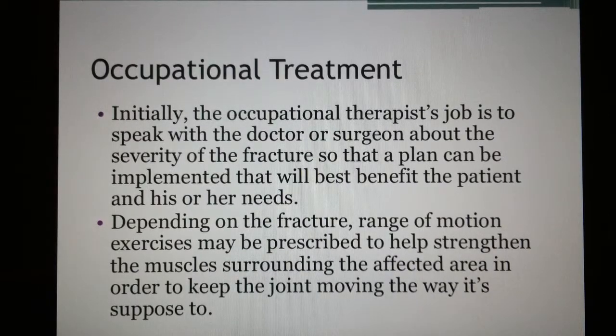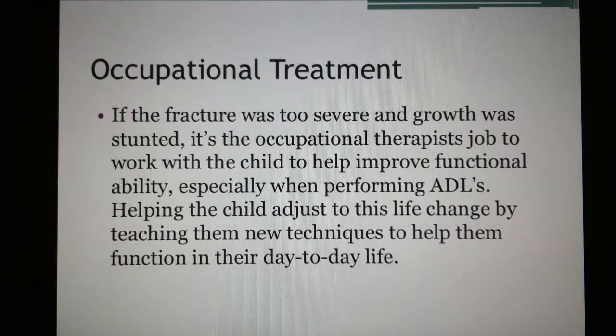Occupational treatment. Initially, the occupational therapist's job is to speak with a doctor or a surgeon about the severity of the fracture so that a plan can be implemented that will best benefit the patient and his or her needs. Depending on the fracture, range of motion exercises may be prescribed to help strengthen the muscles surrounding the affected area in order to keep the joint moving the way it's supposed to. If the fracture was too severe and growth was stunted, it's the occupational therapist's job to work with the child to help improve functional ability, especially when performing ADLs, helping the child adjust to his life changes by teaching them new techniques to help them function in their day-to-day life.